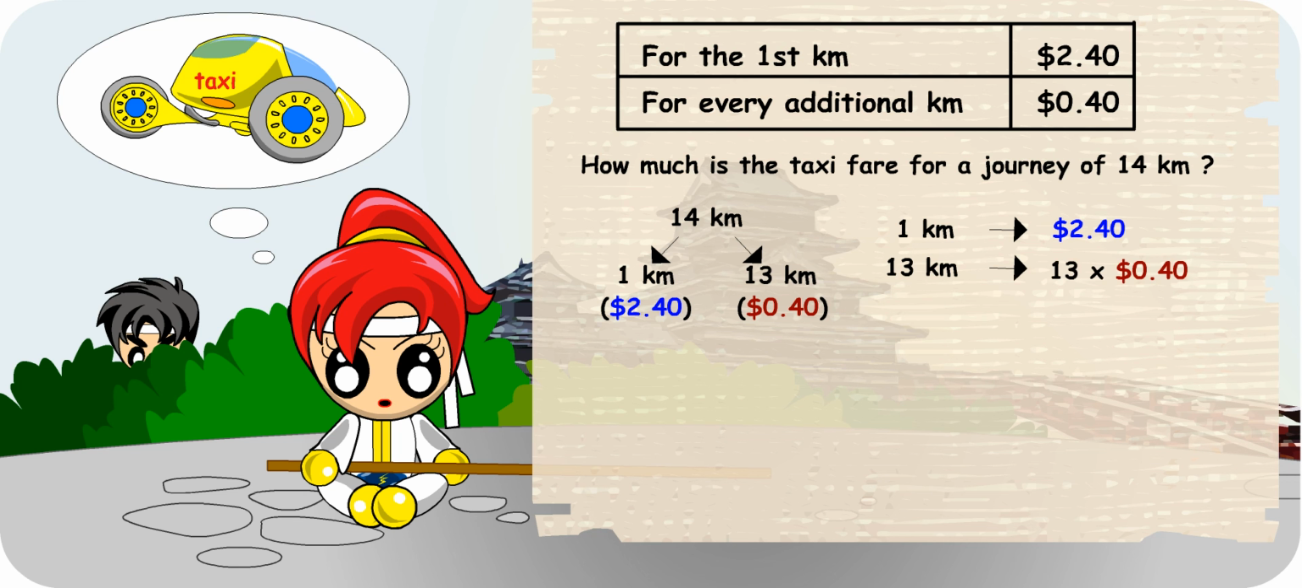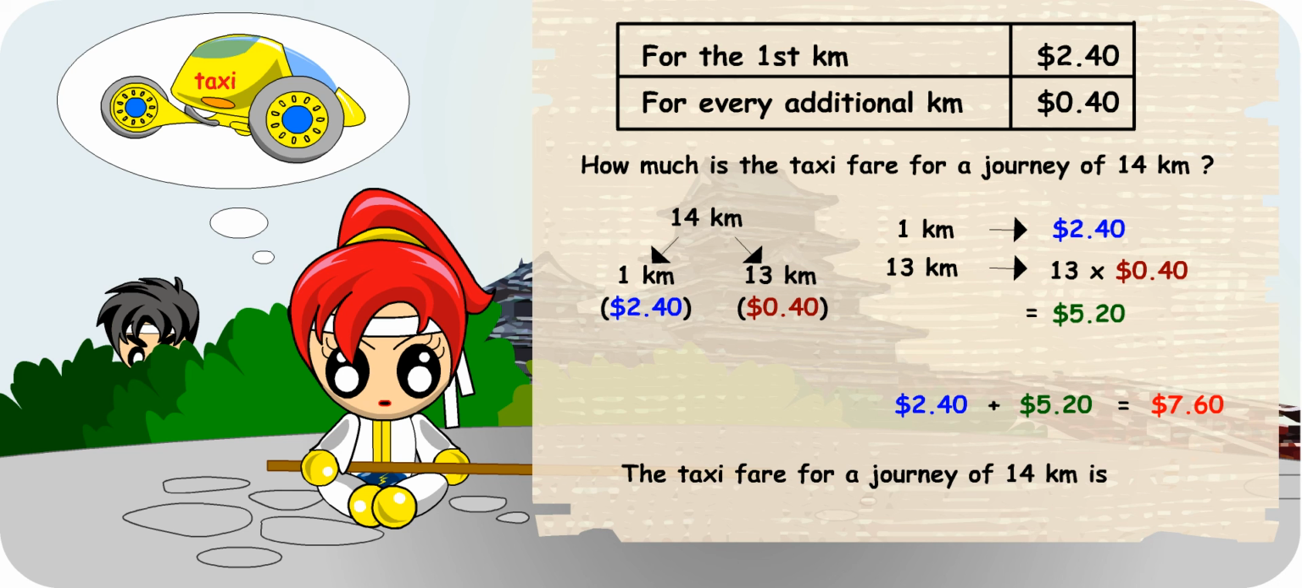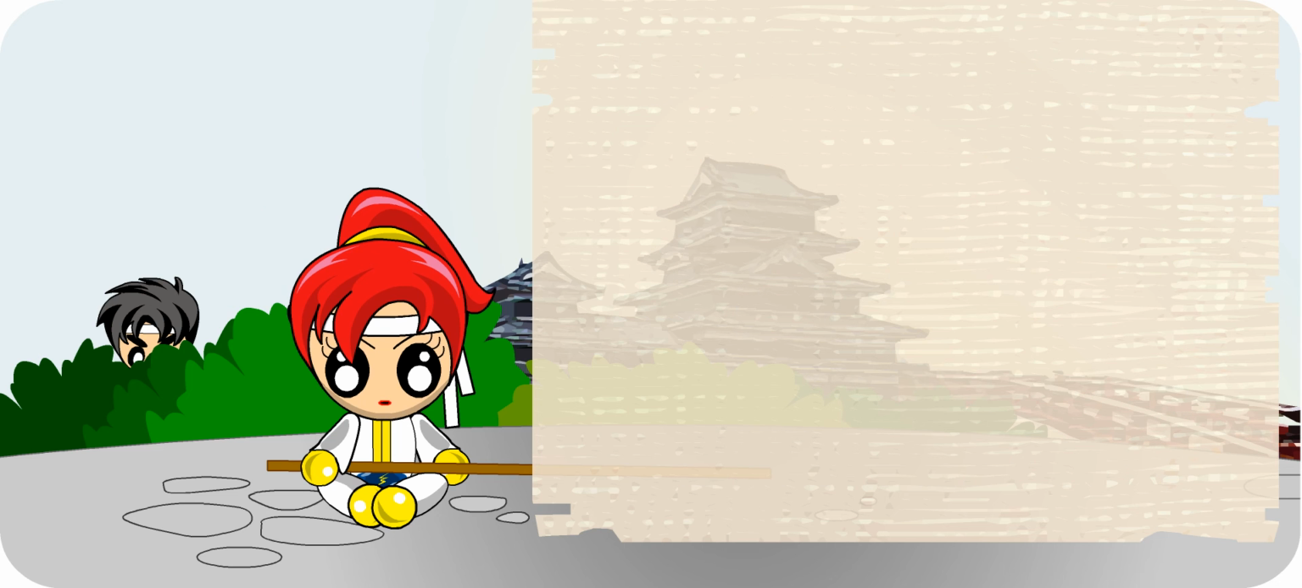13 times 40 cents is $5.20. I then add $2.40 and $5.20 to get $7.60. Thus, the taxi fare for a journey of 14 kilometers is $7.60. You have done an excellent job of solving the problem. What about another problem? Okay, I will try to solve it.